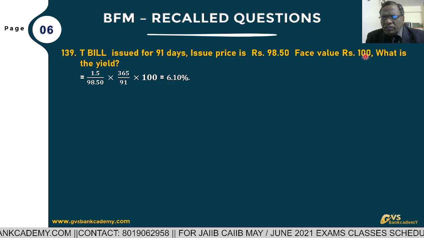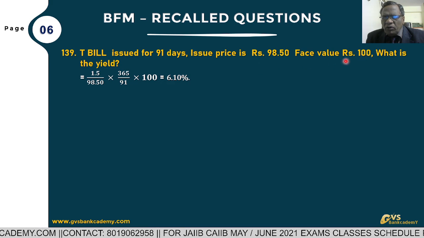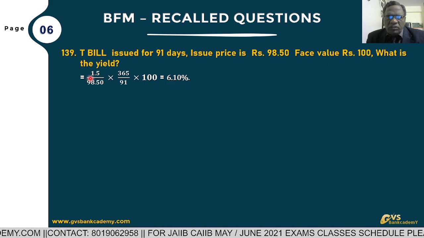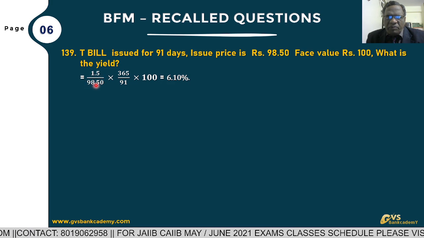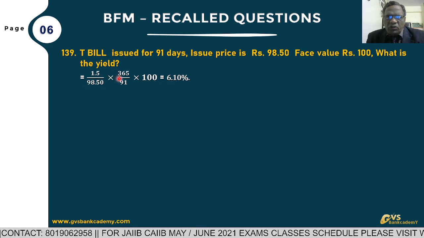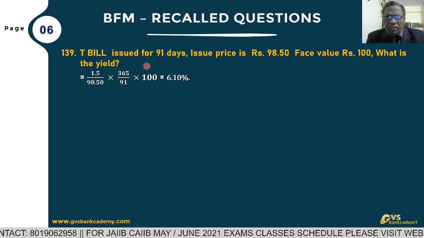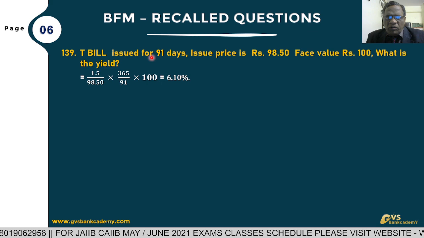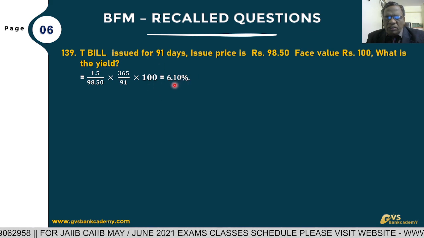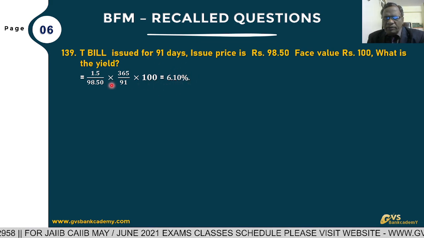How much interest is he getting? 100 minus 98.5, that is 1 rupee 50 paisa. This interest, 1.5, is divided by the investment amount, 98.5, into 365 days count, the days in a year, divided by 91 days. So the investment period into 100 gives 6.1%.